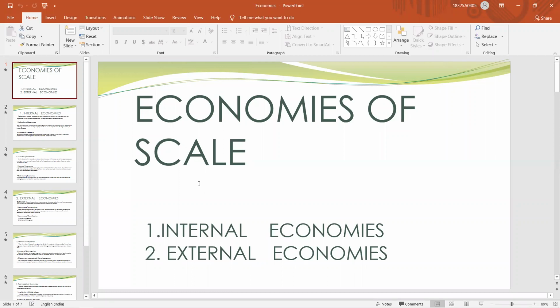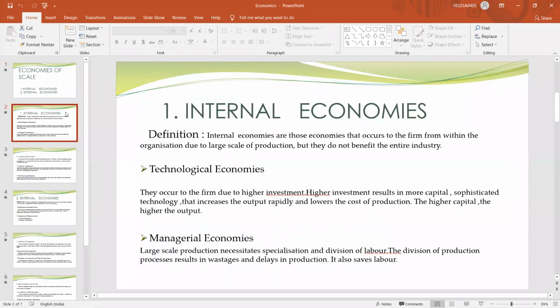In this video, I'm going to tell about economies of scale. There are two types of economies of scale: one is internal economies and the other is external economies. We'll get into the internal economies definition.